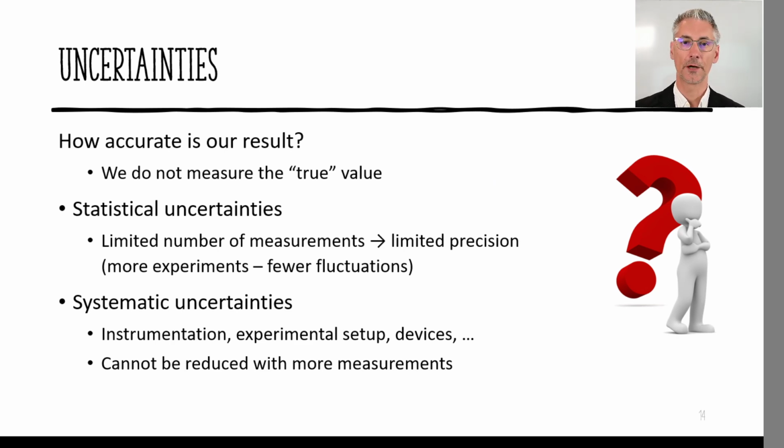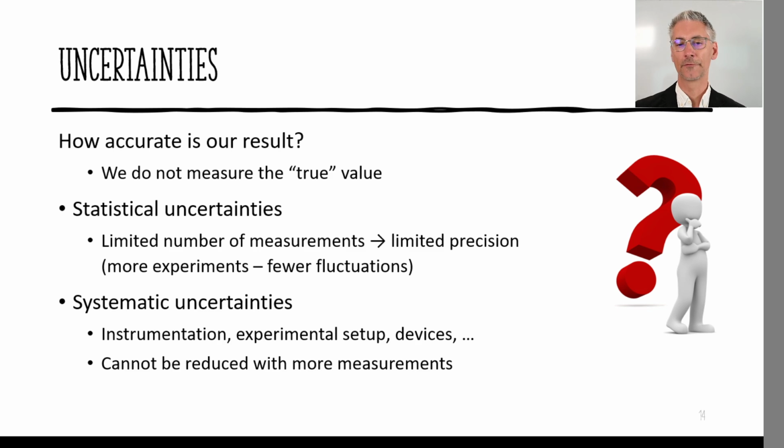Now that you've done this experiment, this naturally leads us to uncertainties. We always want to be able to quantify how accurate our result is. Remember that we don't measure the true value. In the example of the 2 bottles, we don't measure the true distance. We always use a measurement tool. So we have 2 types of uncertainties. There are statistical uncertainties, which are essentially an effect of a limited number of measurements. This leads to a limited precision, and we can alleviate that by doing more experiments. So we have a larger sample leading to fewer fluctuations.